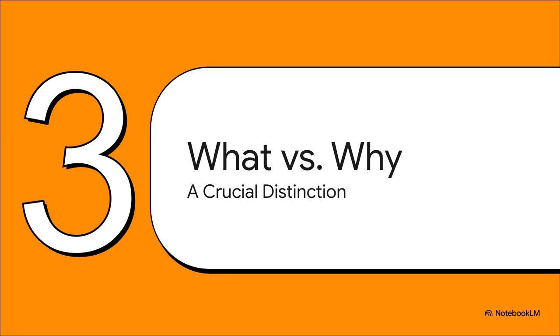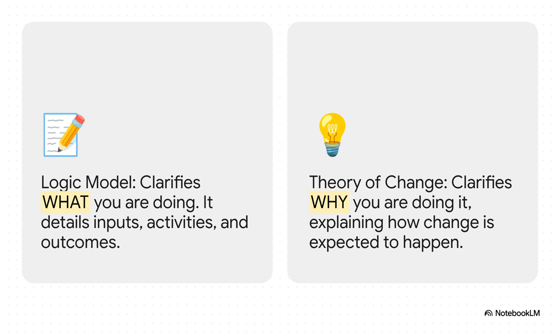Now, here's the spot where people can get a little tripped up. To really understand the logic model, you've got to know what it isn't. And that means we need to talk about its close cousin, the theory of change. But the distinction is actually pretty simple when you break it down. Your logic model is all about the what. It's the practical, step-by-step blueprint of your program. The theory of change, on the other hand, is the why. It explains the big picture thinking, the underlying beliefs about why you think your plan is going to create change in the first place.